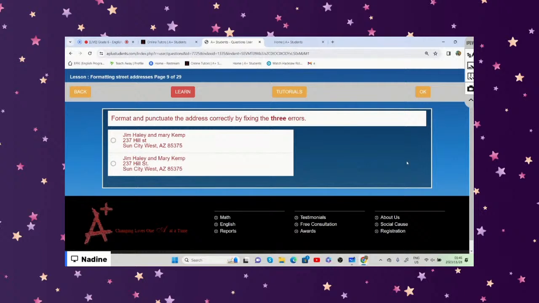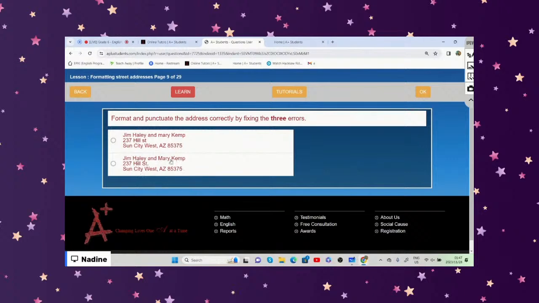So if we look at the format and fix, let's say 3 errors, the first one is Jim Haley and mary Kemp. They already have a mistake, which is the lowercase m for Mary. 237 Hill street, another mistake when it comes to street. Sun City West, AZ 85375. So now if we look at the second option, we have the name and surname, which is Jim Haley and Mary Kemp.